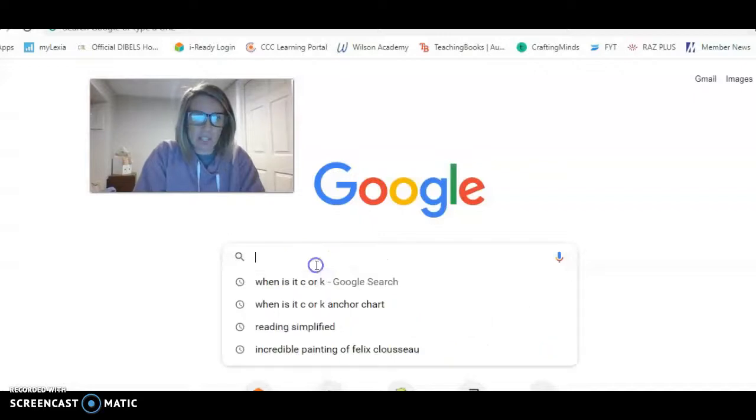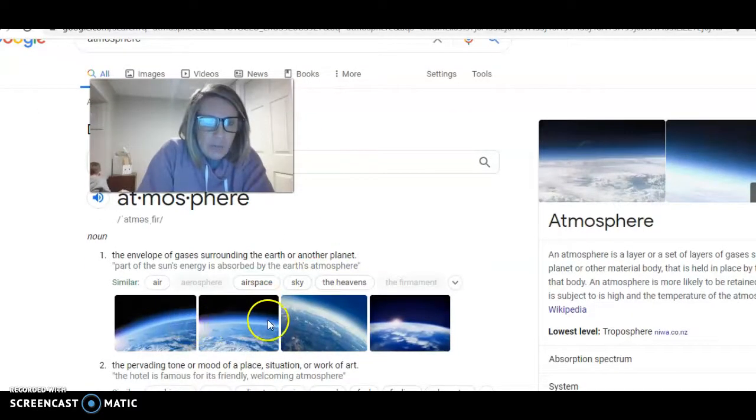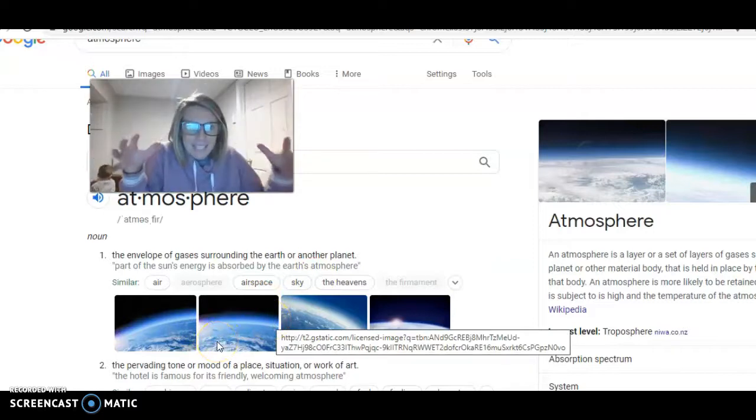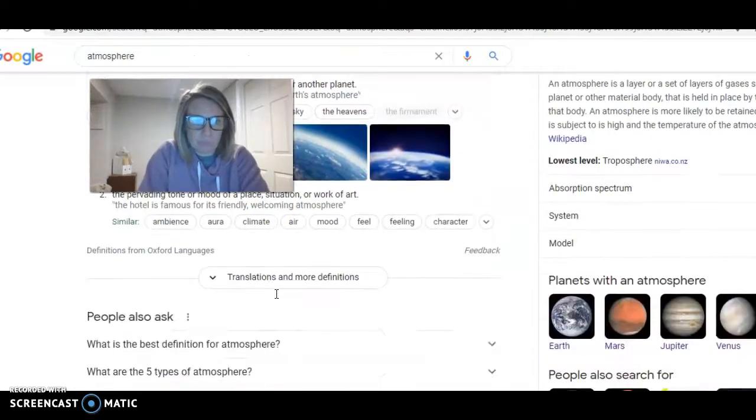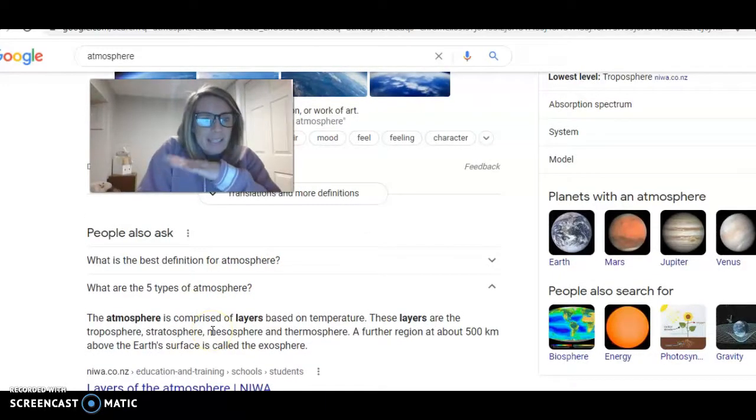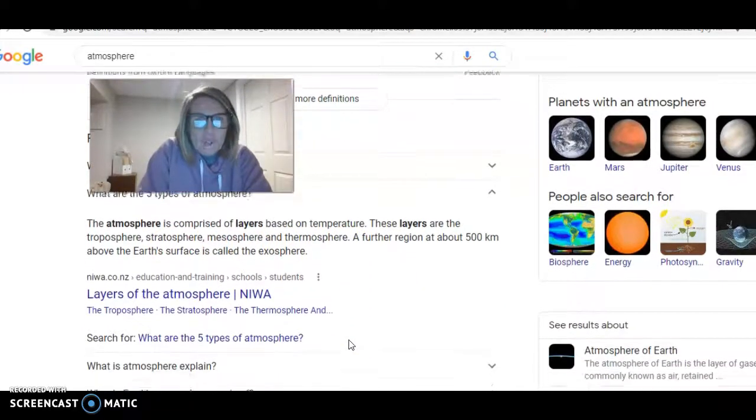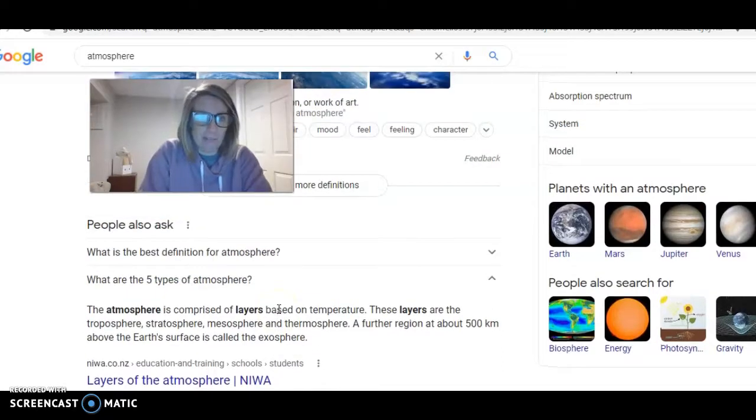Let's do a little bit of research together. Atmosphere. So, pretty cool pictures. It's showing us that the envelope of gases that kind of surround the Earth or other planets, that's our atmosphere. And it looks like there's all different layers of the atmosphere based on the different temperatures. So there's the troposphere, the stratosphere, the mesosphere, and the thermosphere. So all of these layers that kind of come in between space and Earth, our planet. And we have to protect our atmosphere.